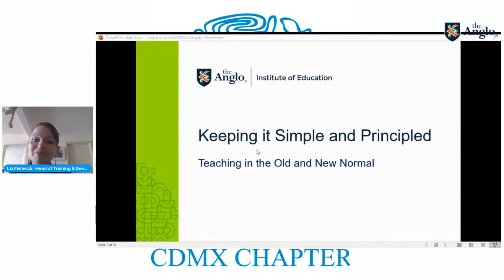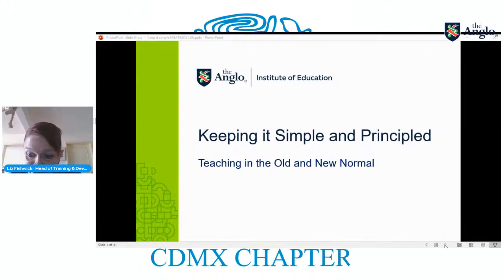So we're going to talk about keeping it simple and principled with teaching, looking at teaching in how we used to teach before in classrooms, but transferring these ideas to the new normal that we're living in now. As was just introduced, my name's Liz Fishwick, and I'm Head of Teacher Training and Development at the Anglo. Throughout the past year, I've been very involved in training teachers and ensuring that we are staying true to being principled teachers, but adapting to the ways we have to work now.